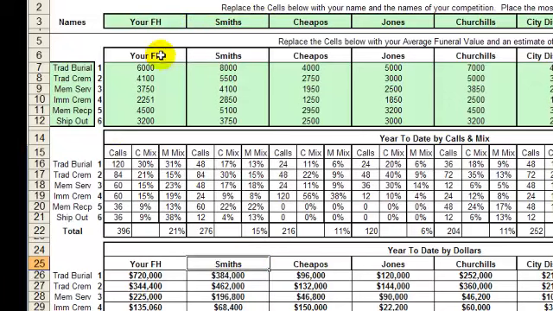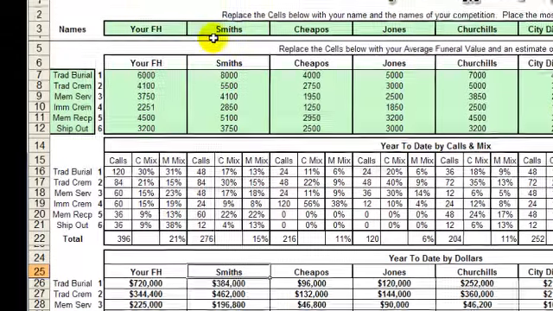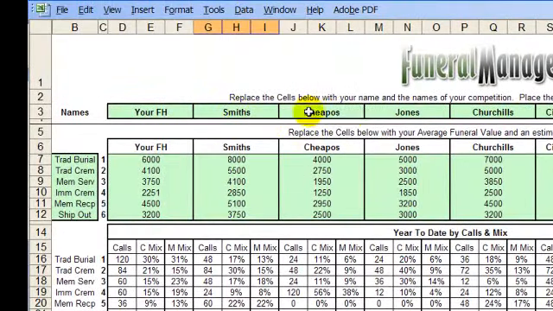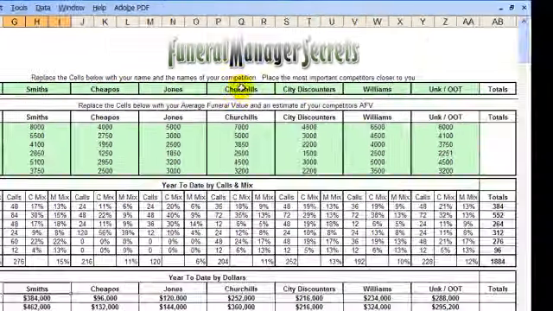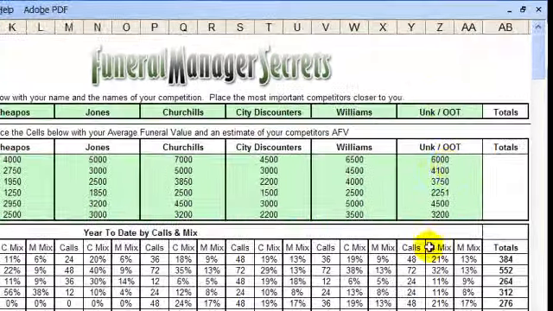So here we've got your funeral home, and then we've got the Smiths, and then the Cheapos and the Joneses and the Churchills and the City Discounters and the Williams. And over here, some funeral homes like to track unknown or out-of-town calls, so you can use this for that purpose, or you can use it to track one more competitor.